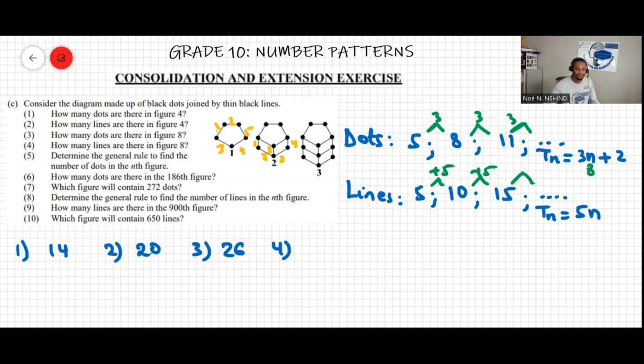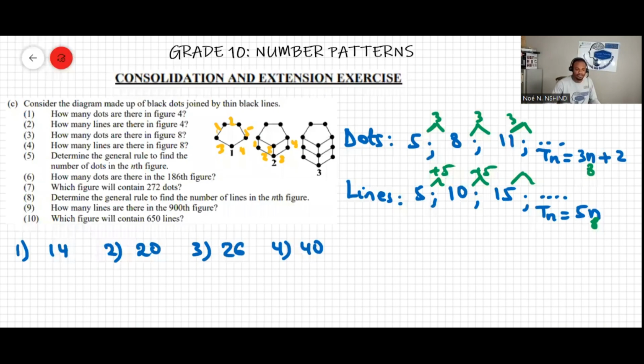Okay, and then question 4, that is how many lines are there in figure 8. I'll do the same thing. I'll substitute 8 over here, and then that's going to be 5 times 8, which is 40. Then the following question is question 5, which says determine the general rule to find the number of the dots. We already found it in the previous question, so that's going to be Tn equal to 3n plus 2.